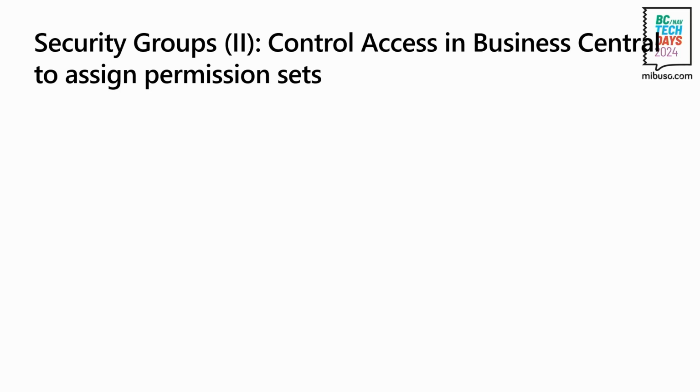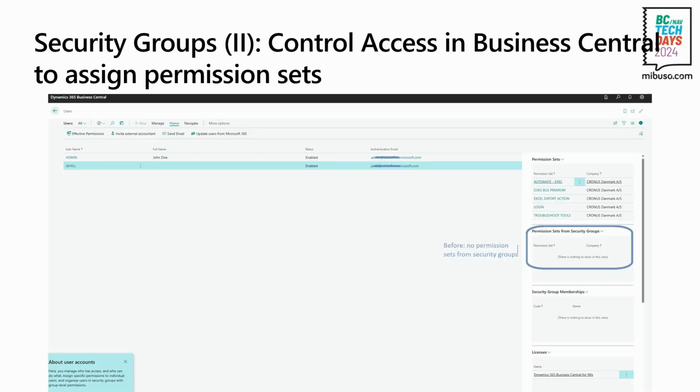The second way you can use security groups is to assign permission sets. The way this works is you can link the security group that you have in Azure in Business Central and then assign your permission sets to that security group. All the members of this group in Azure who are licensed to Business Central will also get these permission sets automatically. For example, I have the users page over here, and you can see there's a user. I've not yet assigned any permission sets to the security group, so this is empty.